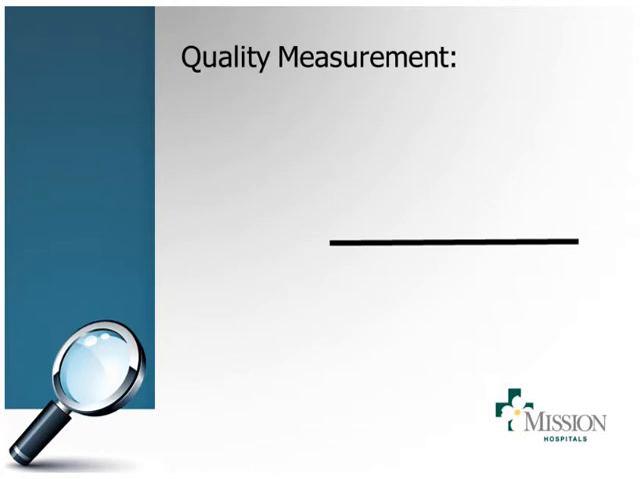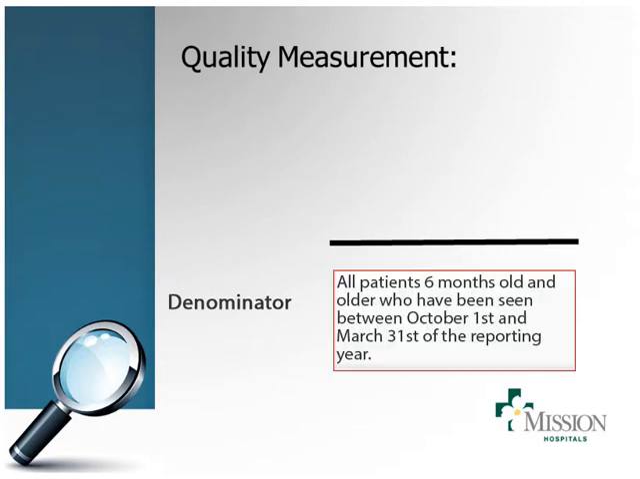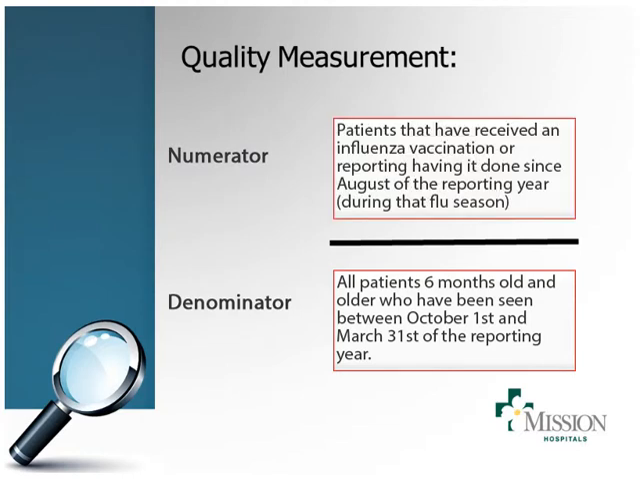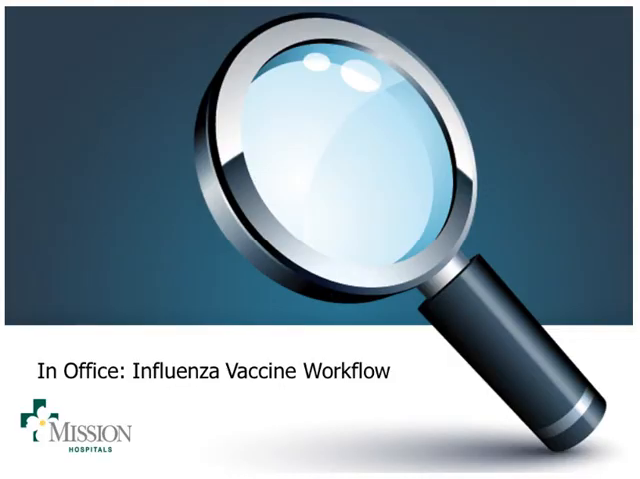This quality measure is met based on the following ratio: a denominator that equals all patients 6 months old and older who have been seen between October 1st and March 31st of the reporting year, where the numerator equals patients that have received an influenza vaccination or reported having it done since August of the reporting year during that flu season. In this tutorial, you will learn how to order an influenza vaccine and properly record the administration.